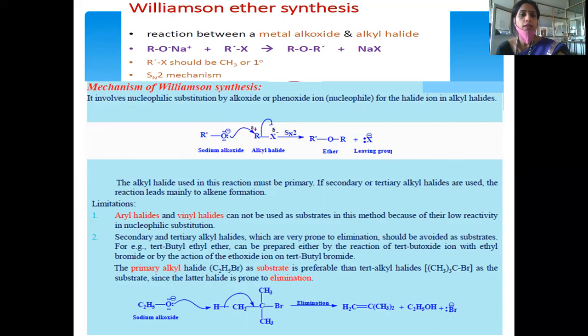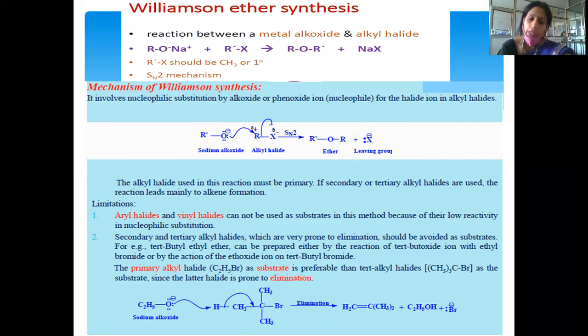Now the condition is that the alkyl halide should be primary. And if we see the mechanism, it is an SN2 mechanism. SN2 means it occurs in one step and the attack is from the back side. So the mechanism is given over here. Again, the condition is that the reaction should have a primary alkyl halide, because if secondary or tertiary alkyl halide is used, then it may lead to alkene formation.